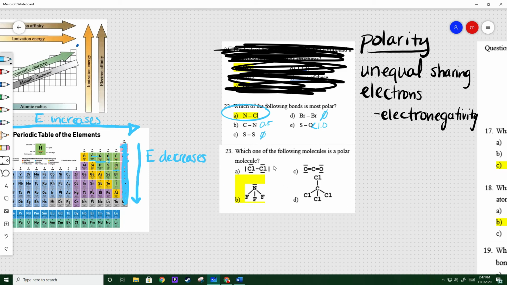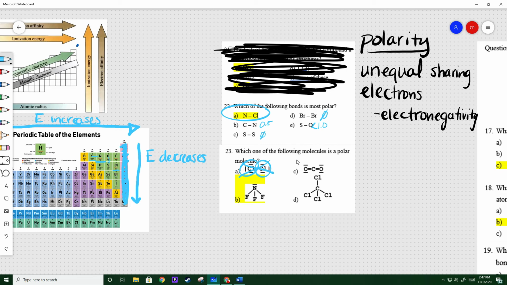Now, how do we know when we have polarity in a molecule? So here with the bonds, when we're just talking about 2 atoms, we can look at the trends of electronegativity and figure that out. Here, it says which of the following is the most polar molecule. You look at the structure and see, is there any difference in the shape? So if we have chlorine and chlorine, they're the same. We have the same number of electrons on both sides. So that's not going to be polar because the electrons are evenly distributed.